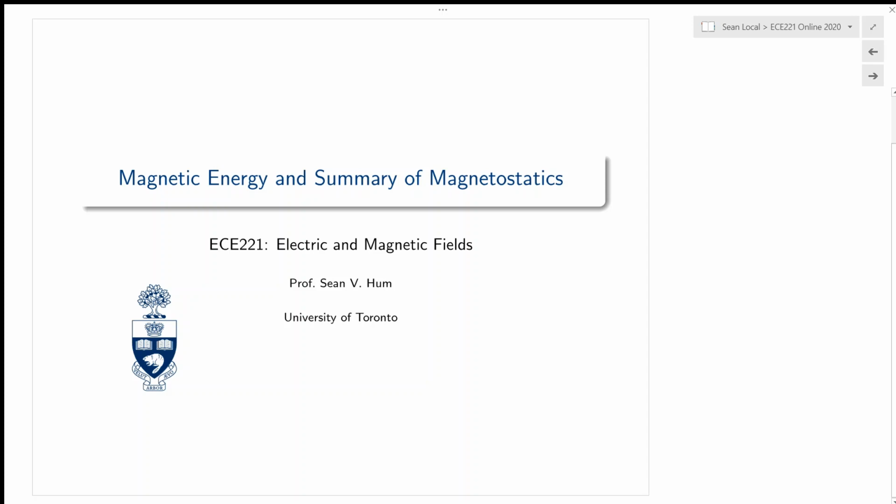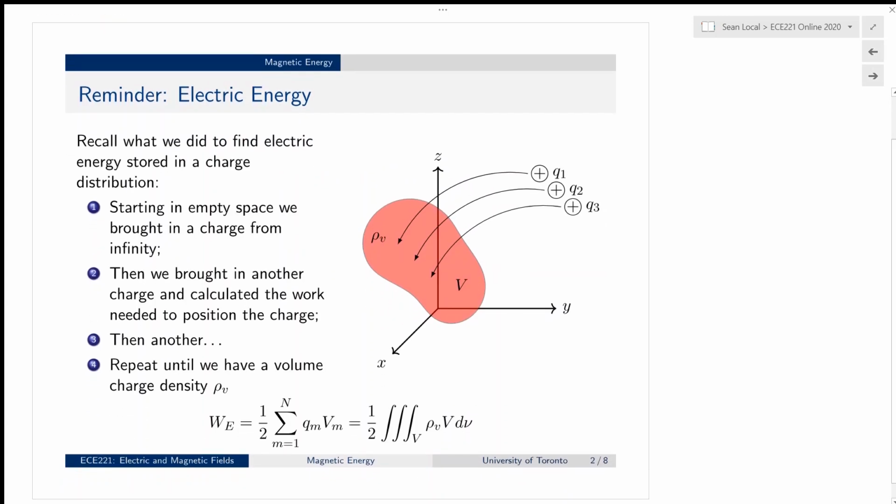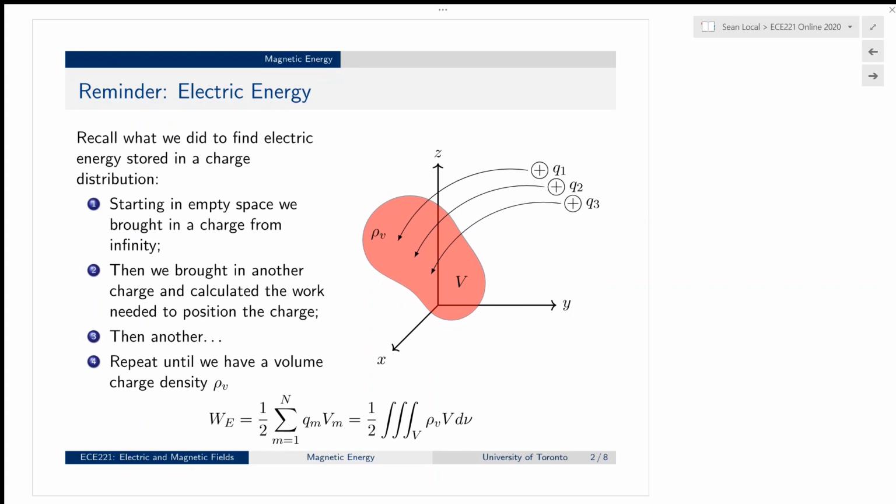In this video, we're going to cover the concept of magnetic energy and then summarize magnetostatics. So in defining magnetic energy, it's useful to return to the definition of stored electric energy and how we went about deriving that. So when we were trying to derive the energy stored in a charge distribution, you may recall we considered the following situation.